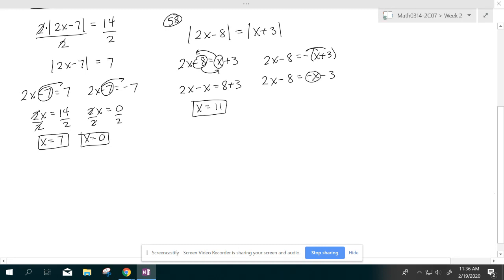Same. The negative, but this time it's negative x, and it'll turn into a positive. And that negative 8 turns into a positive also. Now, let's see. 2x plus x. 8 minus 3. Divide both sides by 3. Oh, that's improper. But that's the way I like it.